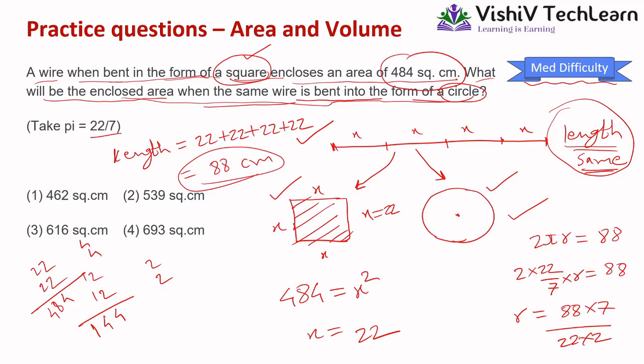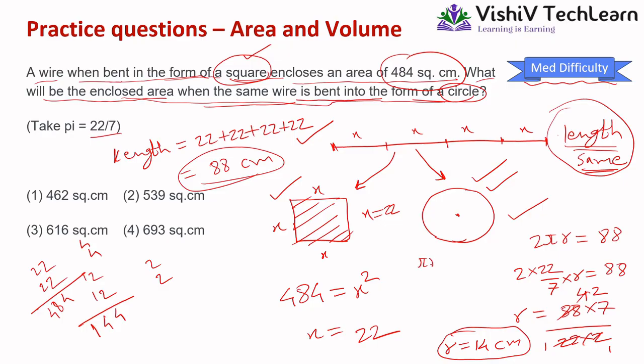So 22 1s are 22, 22 4s are 88, 2 1s are 2, 2 2s are 4. So final r is equal to 7 2s are 14. 14 centimeter is the radius of that circle which we will be forming using the same length wire. And we can easily calculate the area of this circle.